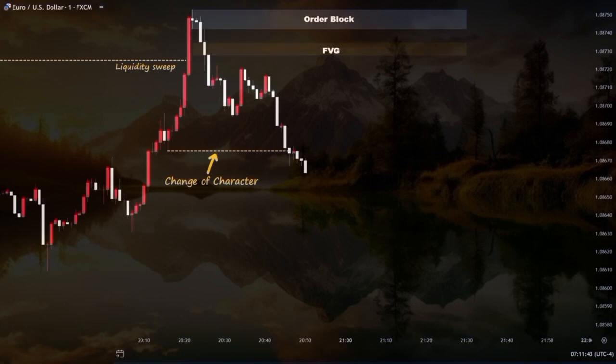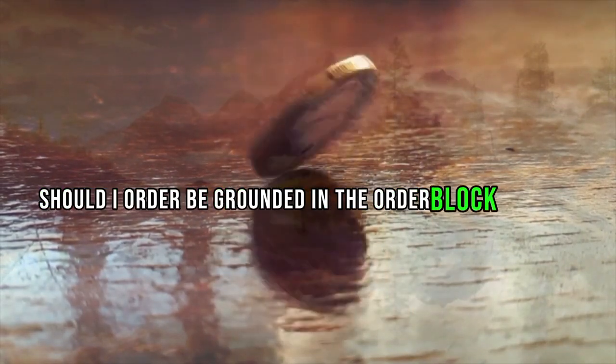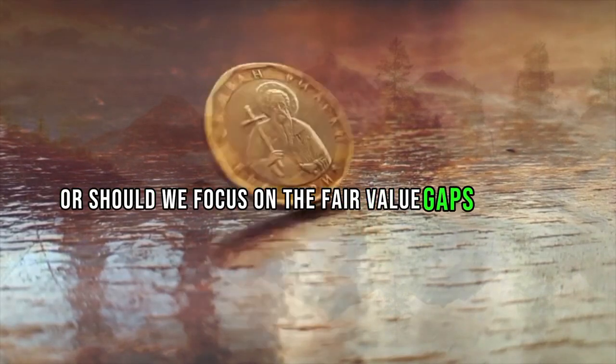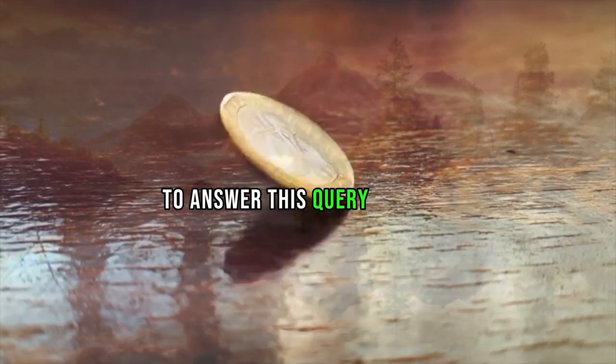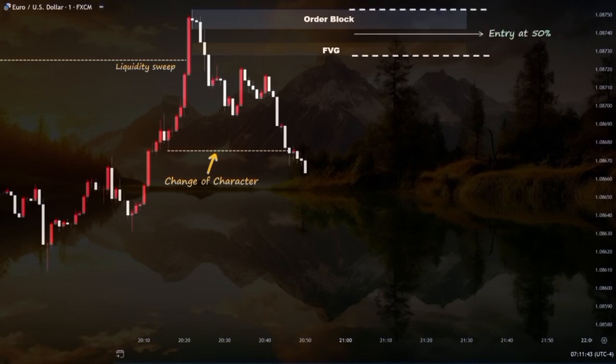Now the crucial question arises: which zone should we prioritize for positioning our sell limit order? Should our order be grounded in the order block, or should we focus on the fair value gap? To answer this query, let me explain my entry approach. In situations like these, when order blocks and fair value gaps coincide, my preference is to position my entry point at the midpoint of the zone, including both the order block and fair value gap. This strategy offers the advantage of an optimized entry point and a narrower stop loss.